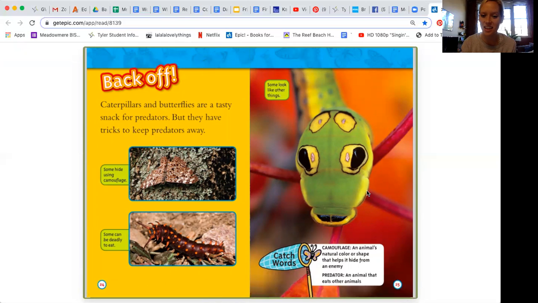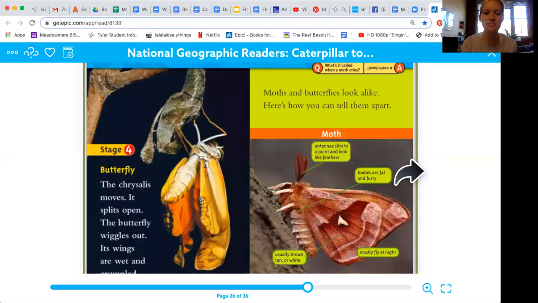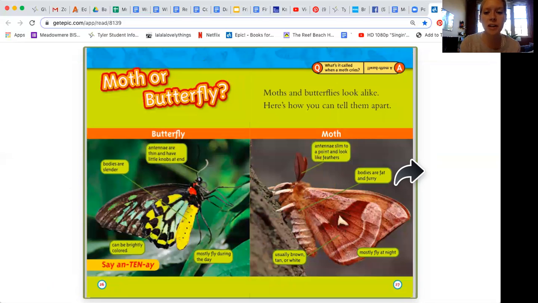Yeah, it kind of looks like a snake, doesn't it? Moth or butterfly. Moths and butterflies look alike. Here's how you can tell them apart.